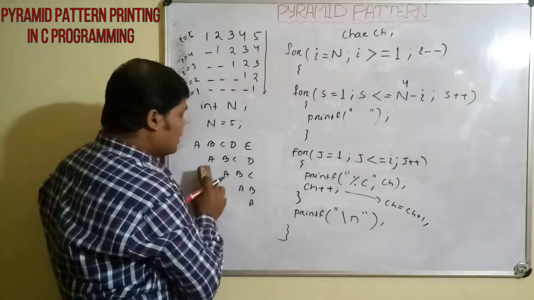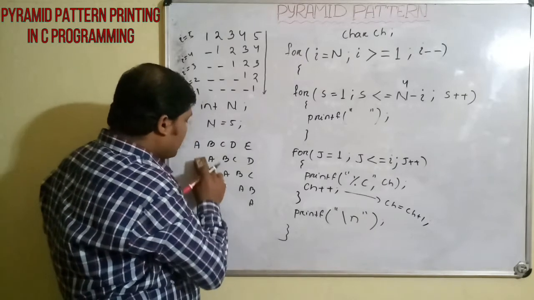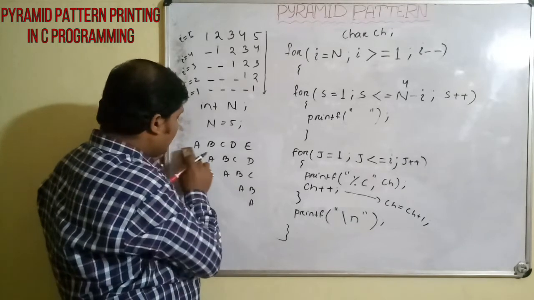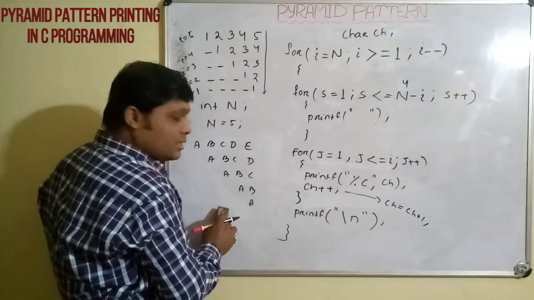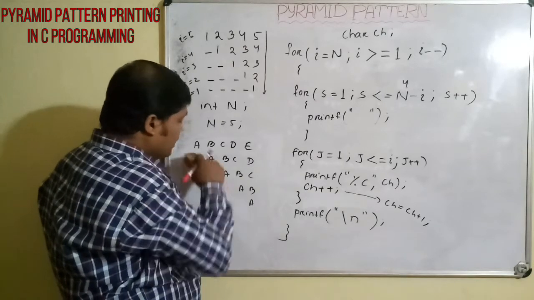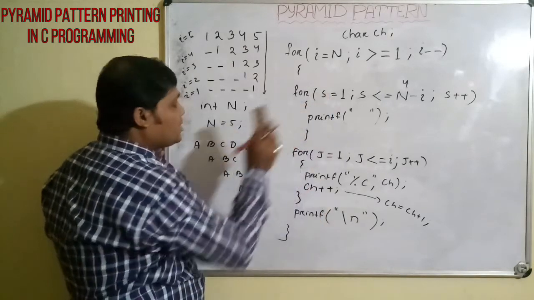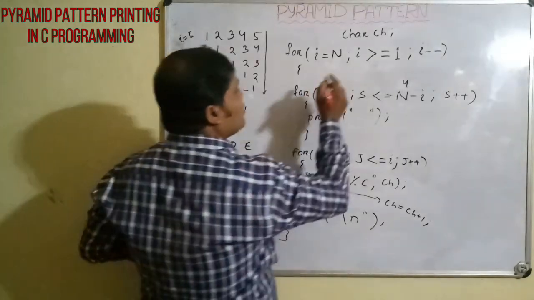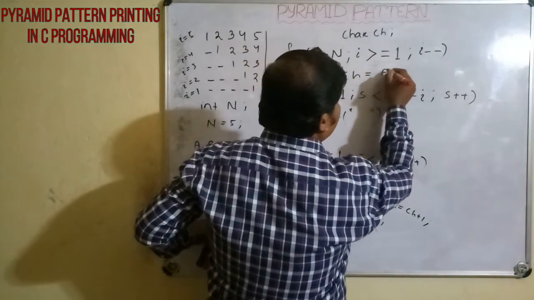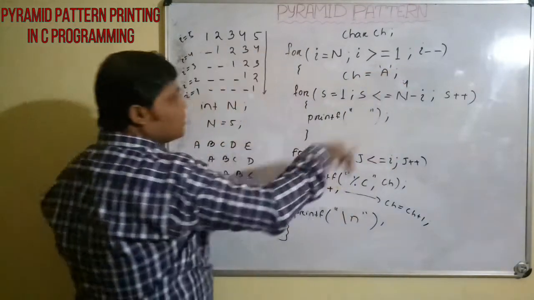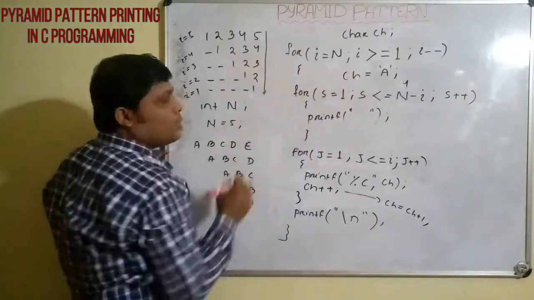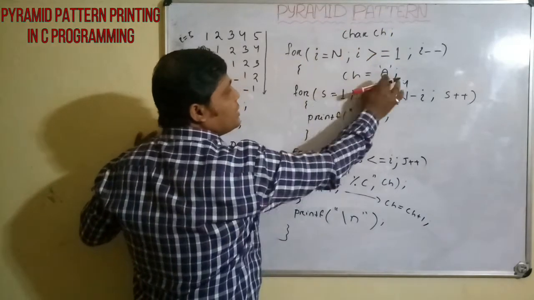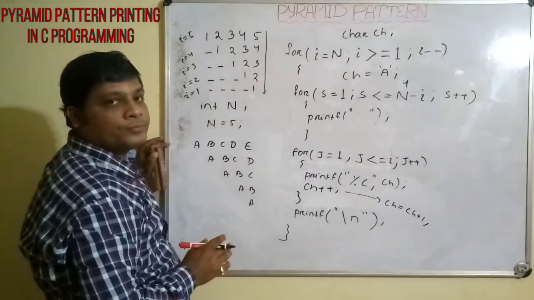But CH you can see always starts from a constant value. For each line, whatever the I value, you are changing the I value in each line. Whatever the I value, each time CH always starts from capital A. So I will assign the CH value as A inside the I loop, because for each line CH always starts from A. So I will not write CH equal to A above the I loop, but I will write CH equal to A inside the I loop.